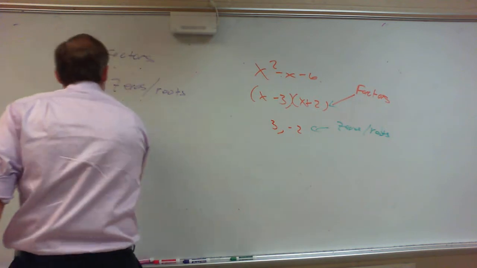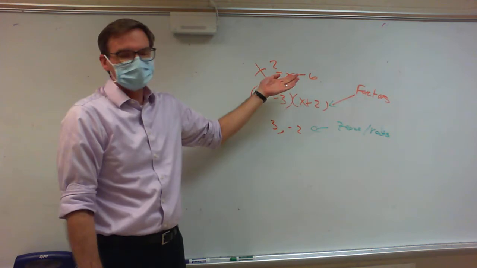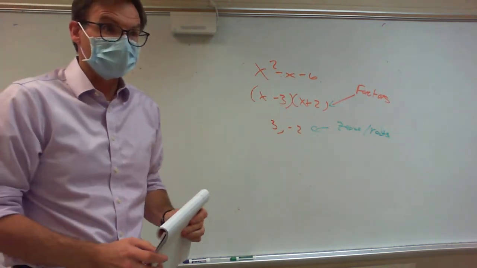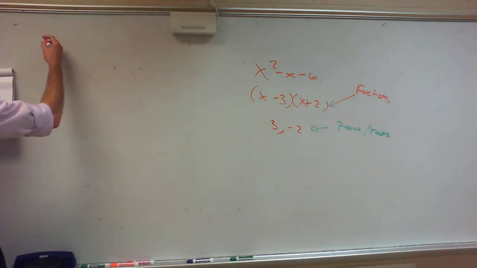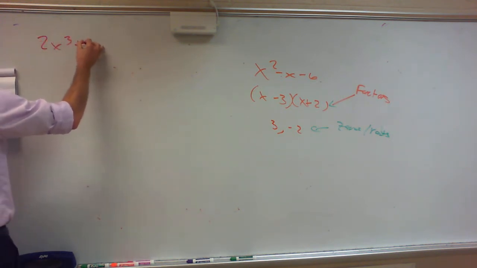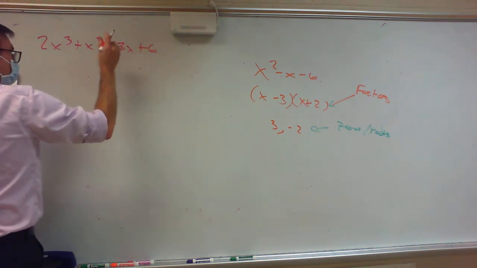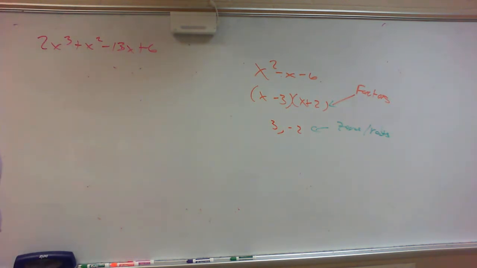Well, today, it's easy to find factors and zeros if it's quadratic. How do you find factors and zeros if it's not quadratic? What if it's bigger than a quadratic? So what if I ask for the factors and zeros of 2x cubed plus x squared minus 13x plus 6? So I want to find the factors and zeros of this. All right? Has everybody written that down?